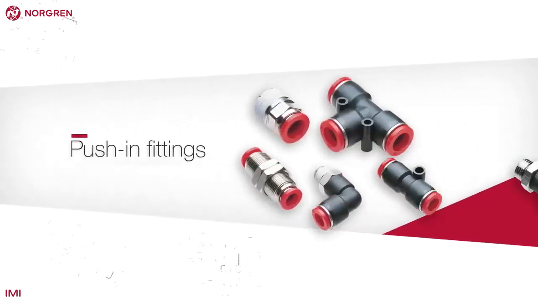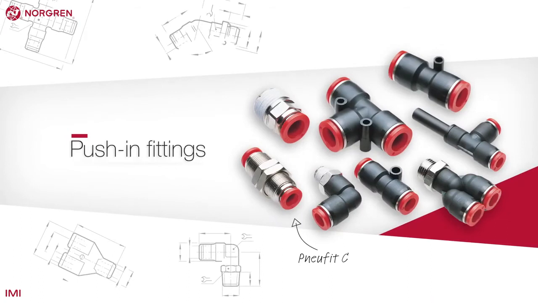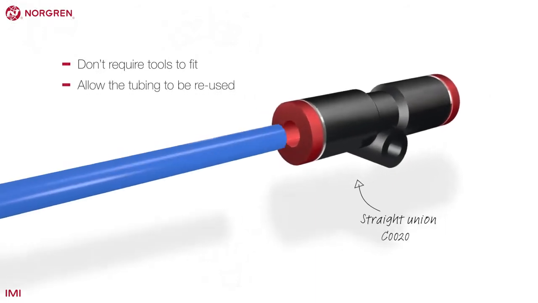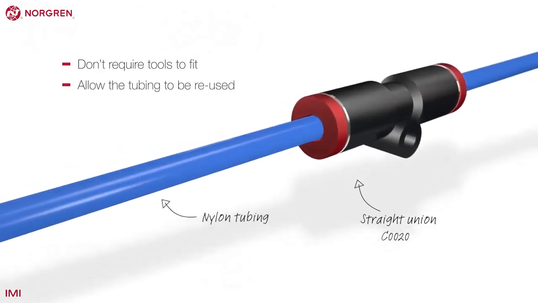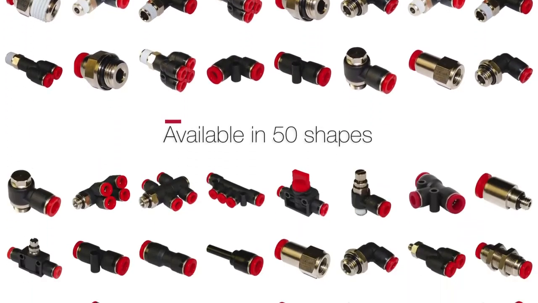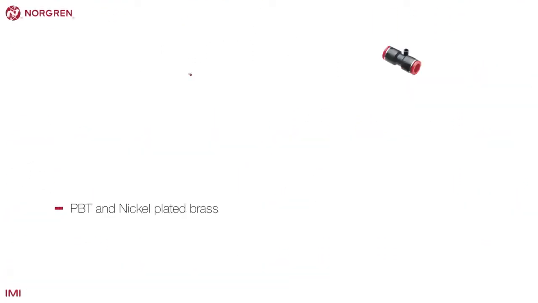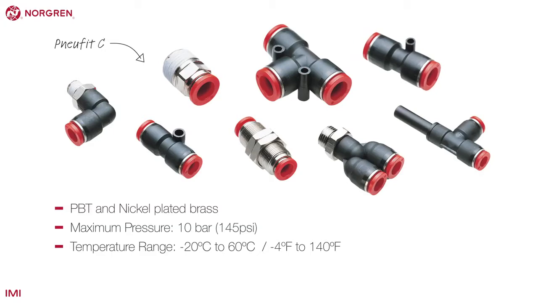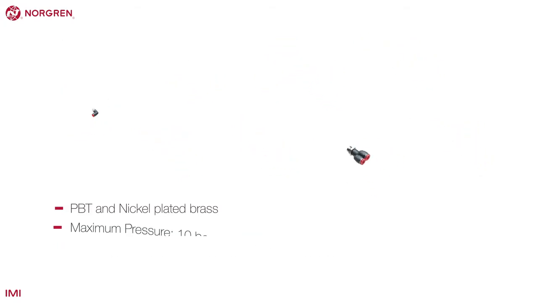Push-in fittings are now the most common in the industry thanks to their ease of use and cost saving. They don't require tools to fit and allow the tubing to be reused where necessary. NewFit C is a composite push-in fitting that comes in 50 shapes. It's constructed from PBT and nickel-plated brass and has a maximum operating pressure of 10 bar or 145 psi and a temperature range of 60 degrees Celsius or 140 degrees Fahrenheit to minus 20 degrees Celsius or minus 4 degrees Fahrenheit. It's suitable for general industrial applications, is lightweight, easy to use, and competitively priced.